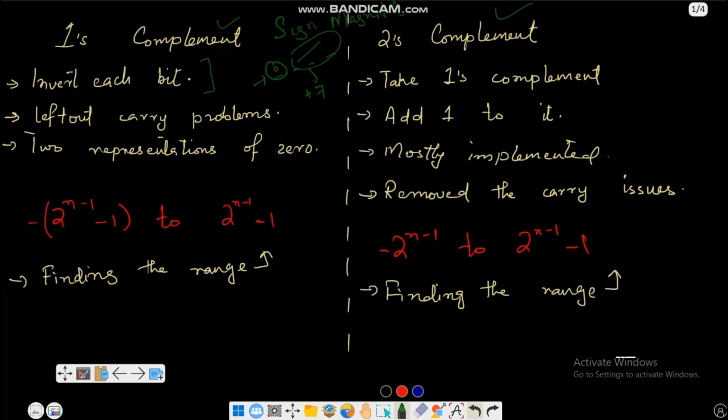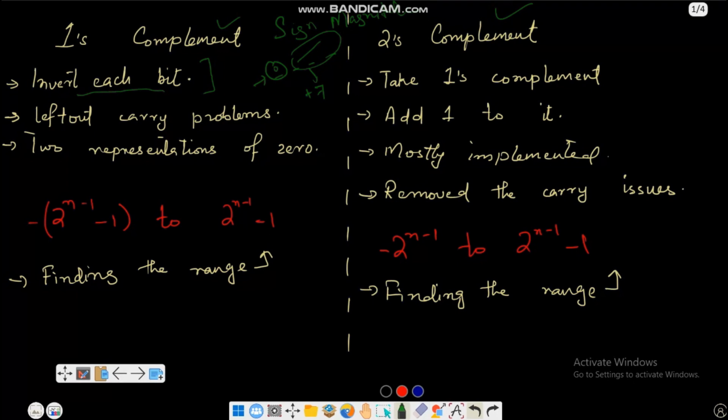Simply convert that number into binary and then simply invert each bit of that number. If it has zeros, just convert them into ones. If it has ones, convert them into 0. Simply invert every bit. But mostly this complement is not preferred by developers.